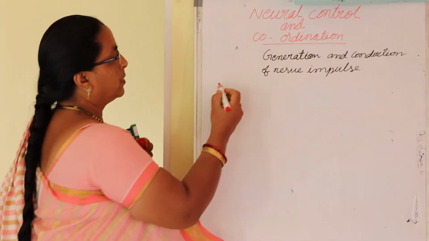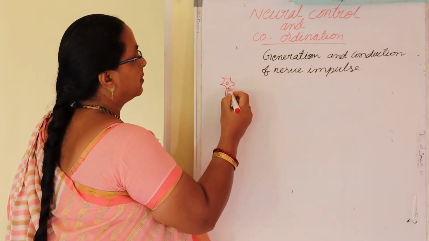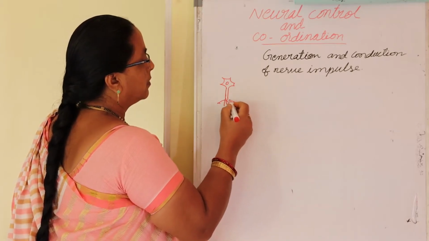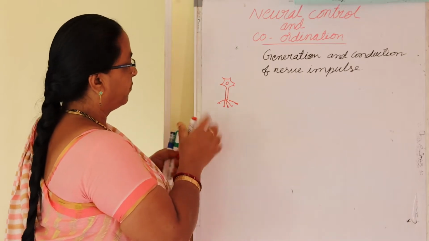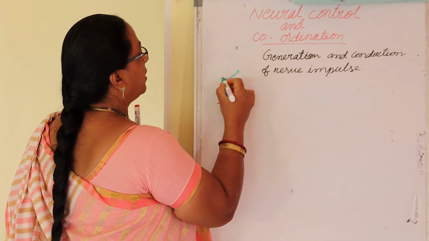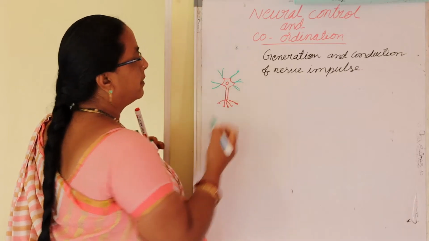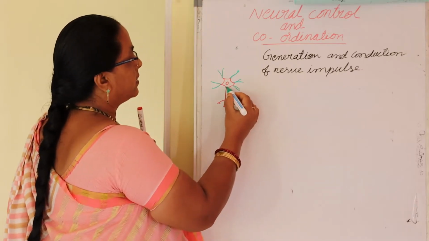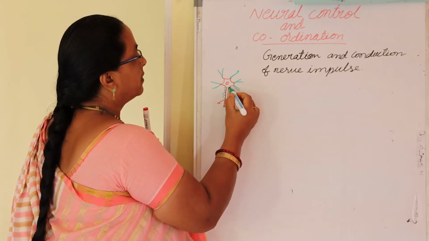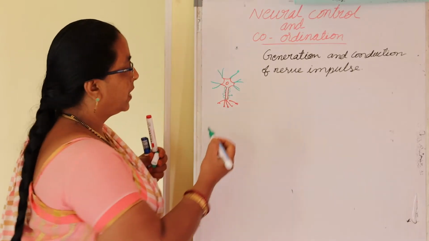So, suppose this is the neuron. Here, this is the cell body, dendrites, and a nucleus. Here this is the axon covered with myelin, and this is the node of Ranvier.